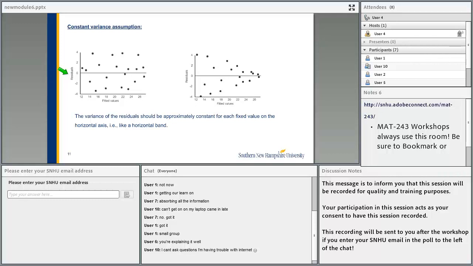Constant variance, again the same thing, we don't want to see any patterns. So the first one, the assumption holds good, and not for the second one. The variance of the residuals should be approximately constant for each fixed value on the horizontal axis. That is like a horizontal band. But in the second graph, if you see, it starts off with really high values of residuals, and then it narrows down to really small values of residuals as the fitted values go on increasing.